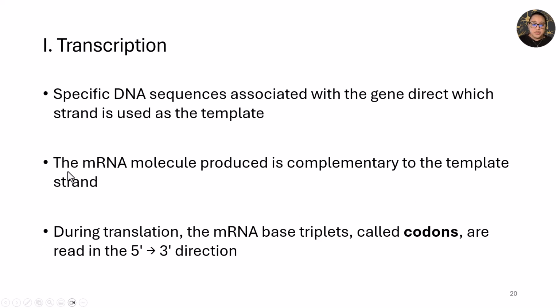But when you build the mRNA molecule, there's also going to be that directionality of 5 to 3. And so during translation, which we'll talk about more later, those mRNA nucleotide bases are going to be read in groups of 3, or triplets. One group of 3 bases is called a codon. And so those are going to be read in the 5 to 3' direction.